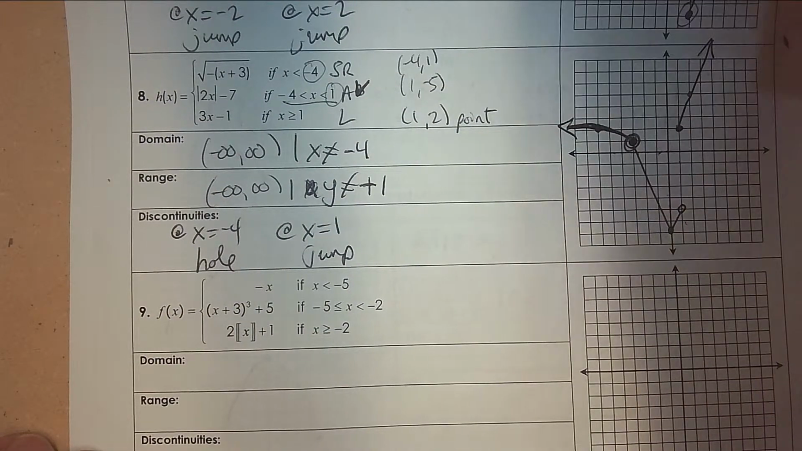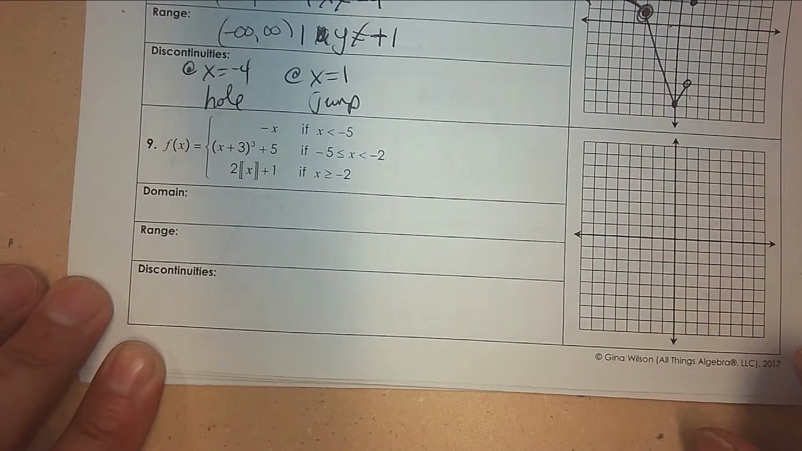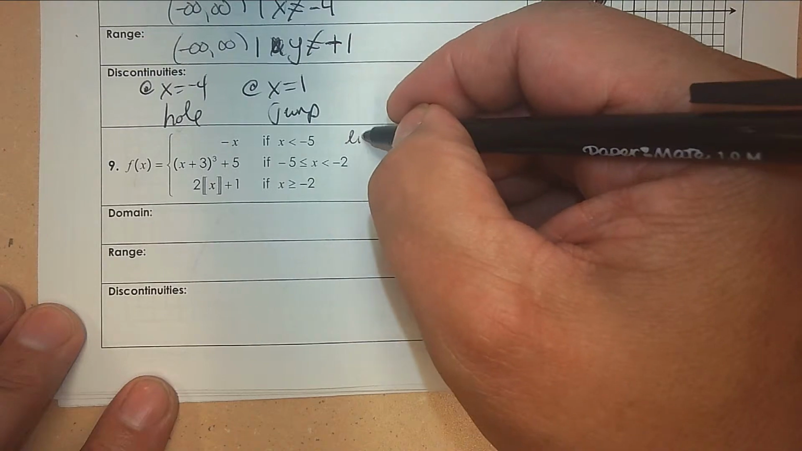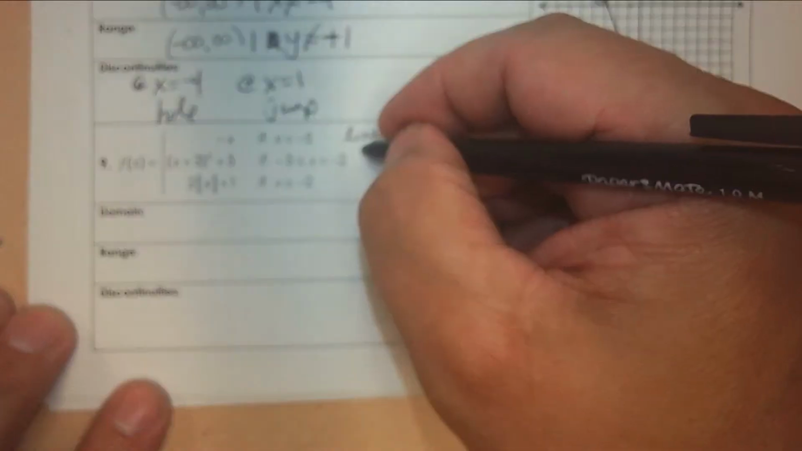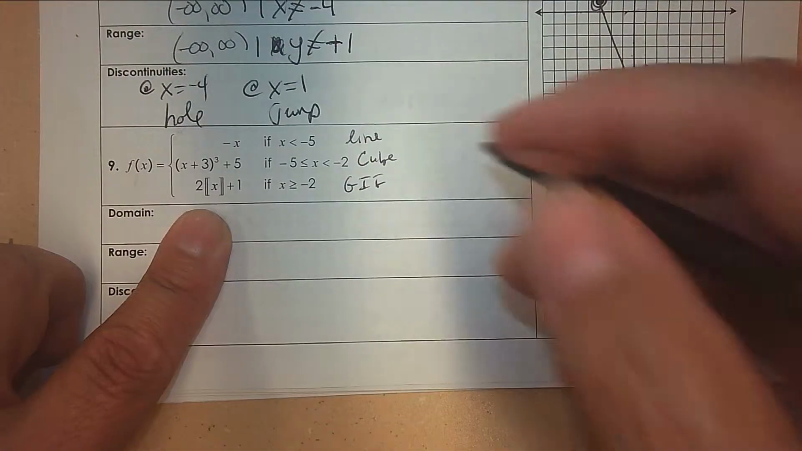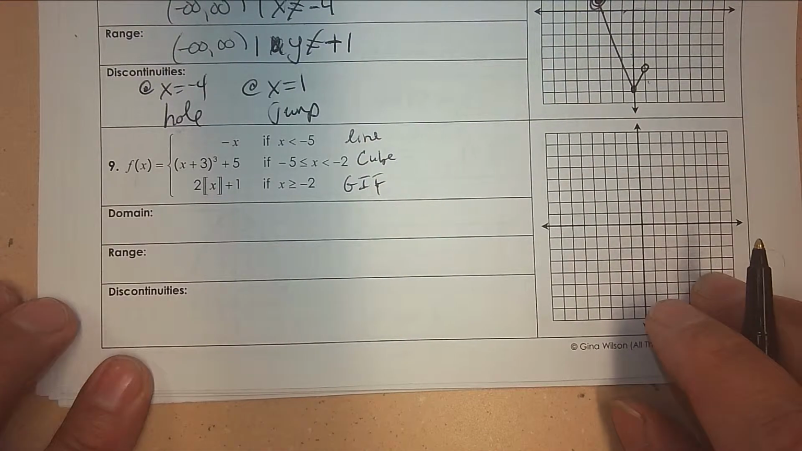All right, last one like this. 3 pieces. Let's do this. Top piece, what is it? It's a line. Middle piece is a cube. And the bottom piece is what's called a greatest integer function. It's going to look like steps.